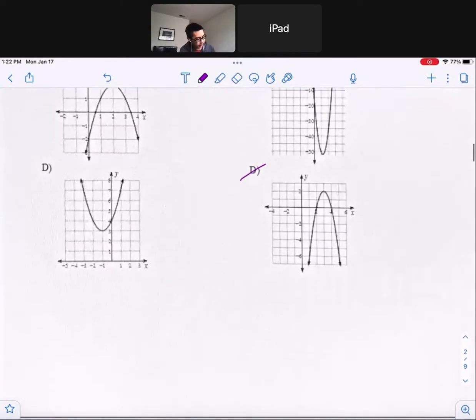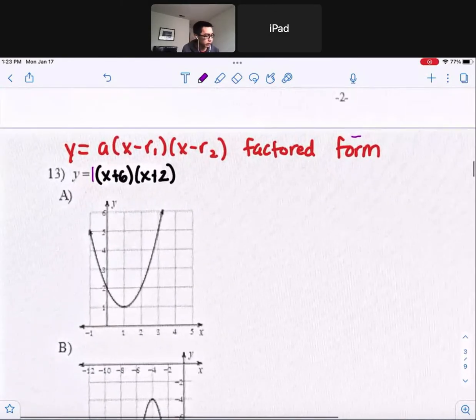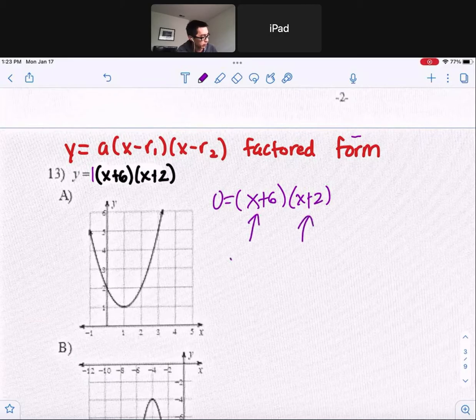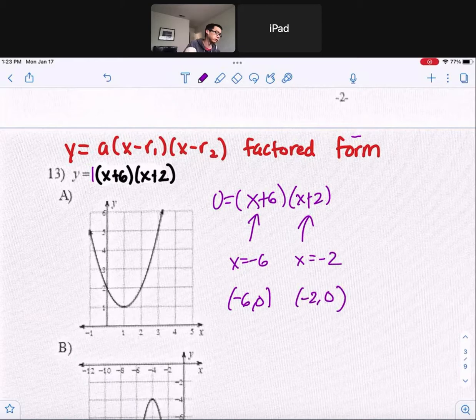That one's A. Okay, here, so we have factored form. The nice thing about factored form, you guys, is it tells you your x-intercepts. Our x-intercepts are the values of x that make both of these 0. X equals -6 and x equals -2. So we know our x-intercepts are at (-6, 0) and (-2, 0).